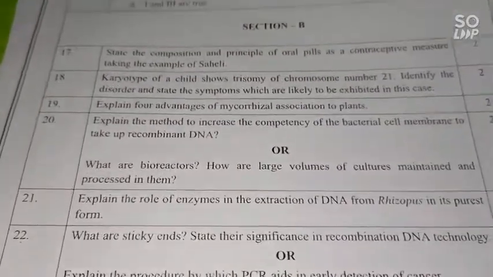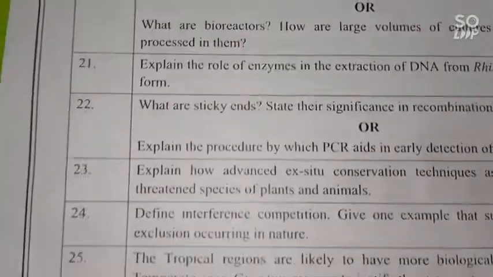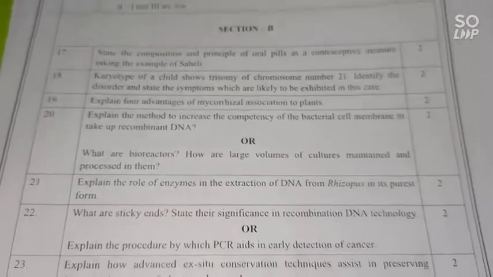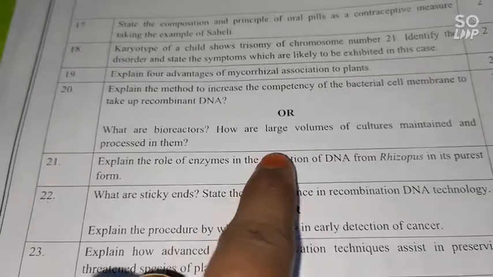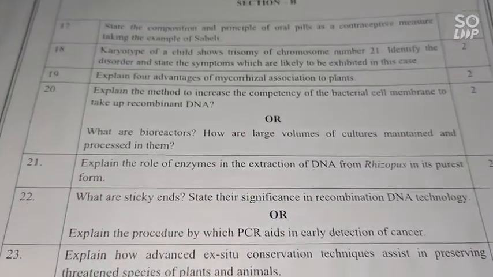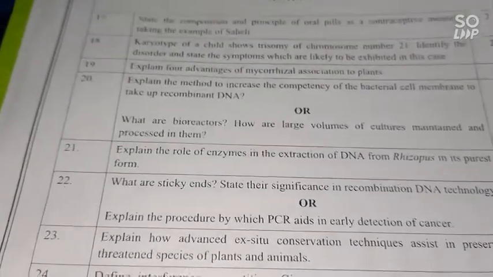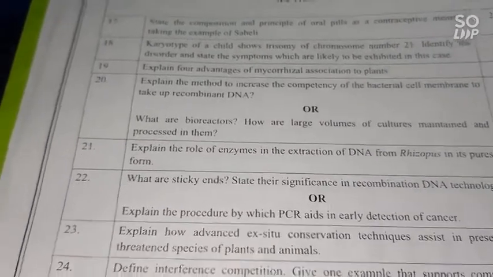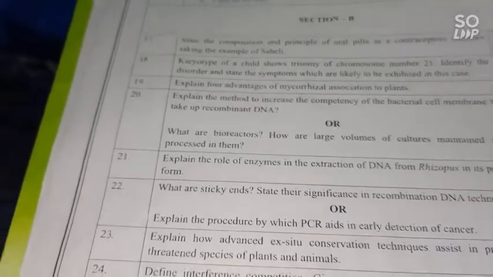So coming to the next one, section B, you could see that from question number 17 to question number 25, 9 questions are given in section B. Each question carries 2 marks. There are 2 internal choices here, that also you can see. In these cases you have to answer any one, never answer both. That is not expected from you. It is not right, so don't do something which is not correct.